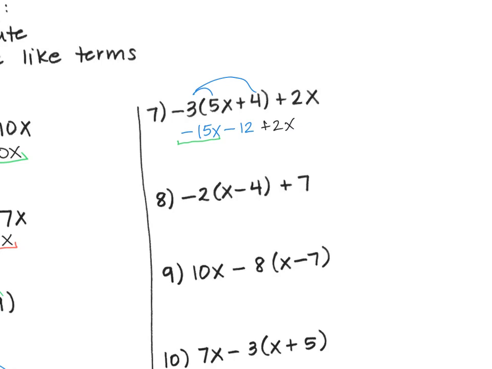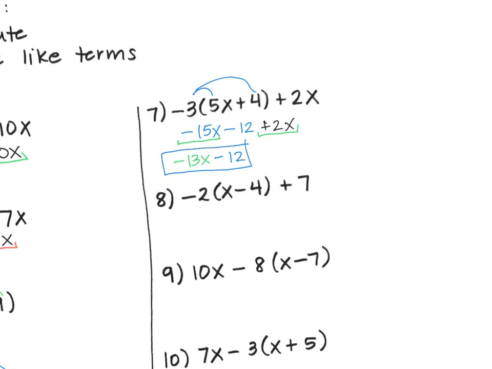Are there any other x's? Yes, there's a plus 2x. So this is negative 15 plus 2. Okay, it's going to be a negative answer because the negative 15 is more negative. Since there are opposite signs, I subtract. 15 minus 2 is 13. And I'm going to keep an x on it. Then what's left? The minus 12 is left, so I'm going to bring that down at the end.